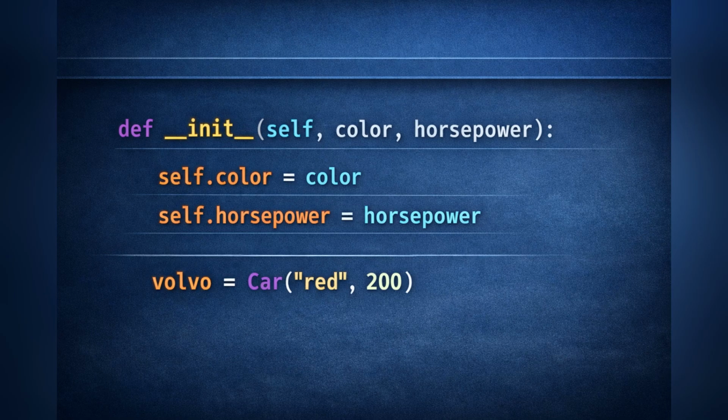Inside a class, the initializer plays a critical role. The initializer is a special method that runs automatically when a new object is created. Its job is to set up the initial state of the object. For example, when you create a car, you might want to immediately assign its color and horsepower. Instead of manually setting these values after creating the object, the initializer handles everything in one step. The self keyword is important here because it refers to the specific instance being created. This allows each object to store its own unique data, while still using the same class structure. Without initializers, object creation would be repetitive and error-prone.